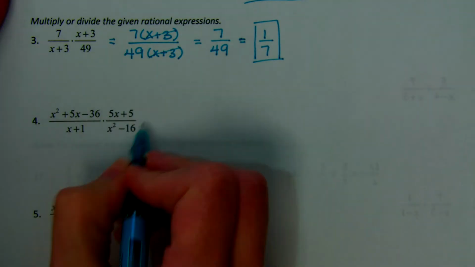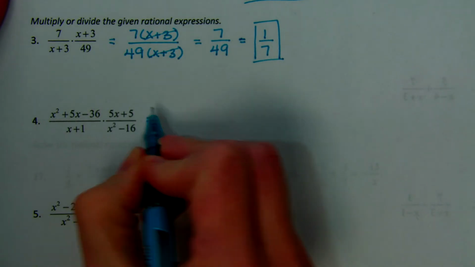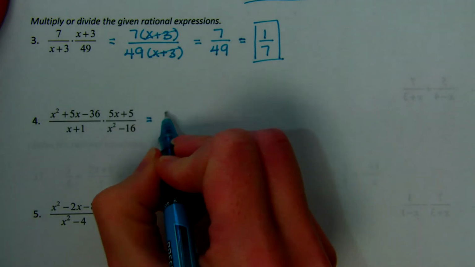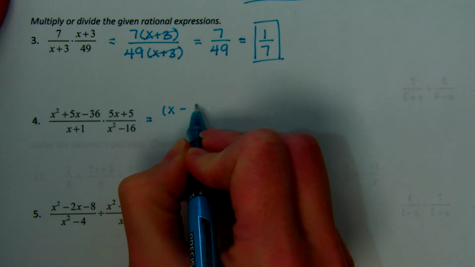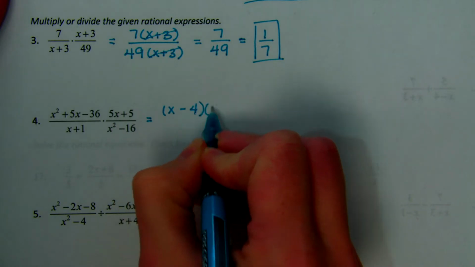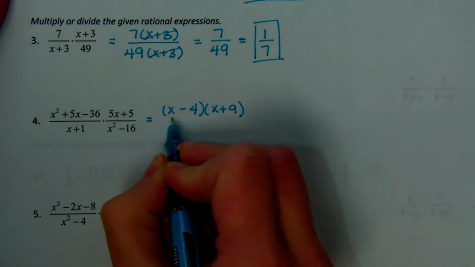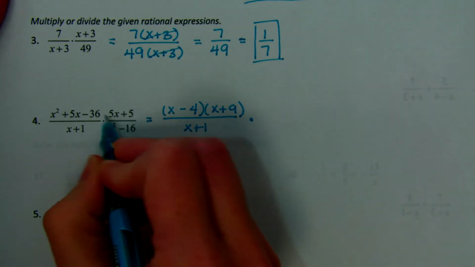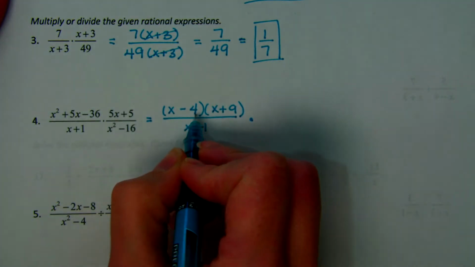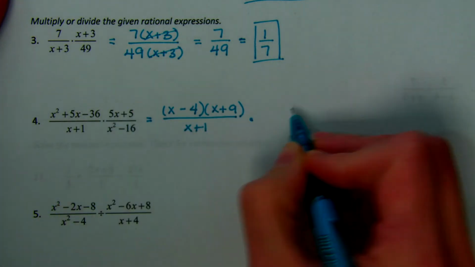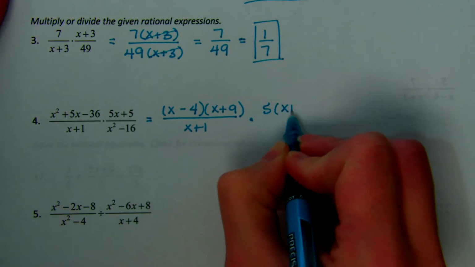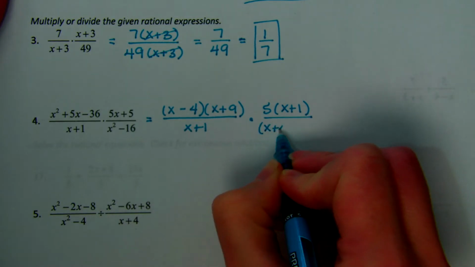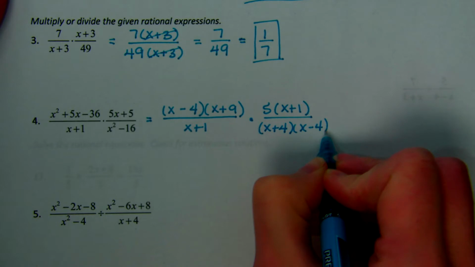All right, this expression right here, we've got a factor. So x squared plus 5x minus 36, things that multiply to negative 36 but add to 5. That's x minus 4 and x plus 9. And then x plus 1 on the bottom. Times 5x plus 5, that's not a traditional factoring problem like this, but I'm looking for something that 5x and 5 have in common. They have a 5 in common, so it's x plus 1. And then x squared minus 16, that factors to x plus 4 and x minus 4.